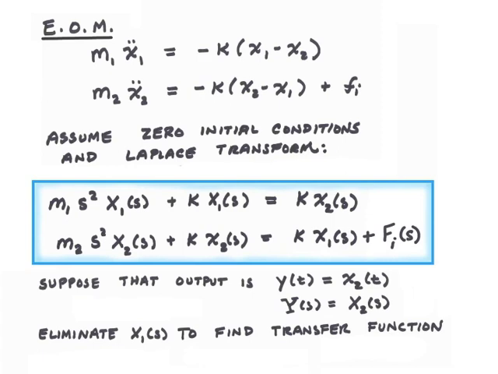Now to find this transfer function, what I'm going to need to do is eliminate the variable x1 of s. I've got two equations and three unknowns. I'm going to use one of the equations to eliminate the unknown x1 of s, leaving a relationship between x2 of s and Fi of s. And that relationship will be our transfer function.